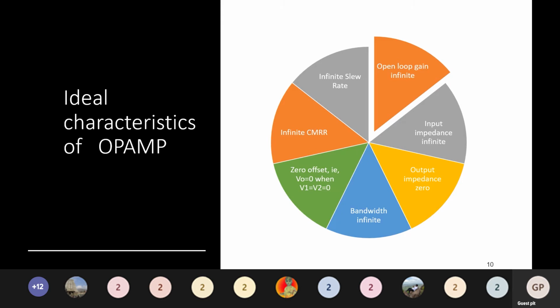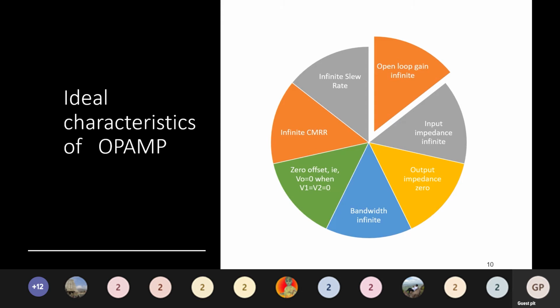Bandwidth is infinite, as I said. You can operate the op-amp throughout the entire frequency range, even starting from DC, and you'll be able to maintain the gain. There is no offset. Ideally speaking, it is 0 offset. That is, when my inputs are 0, my output will also be 0, as we have done some adjustments in the level shifting stage. CMRR will be very high, slew rate will be very high. Yes, these are the characteristics of an ideal op-amp.